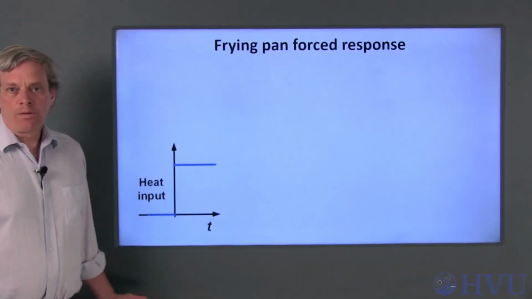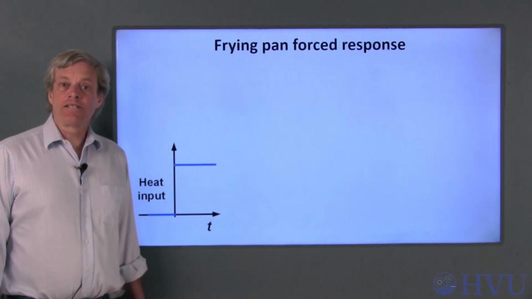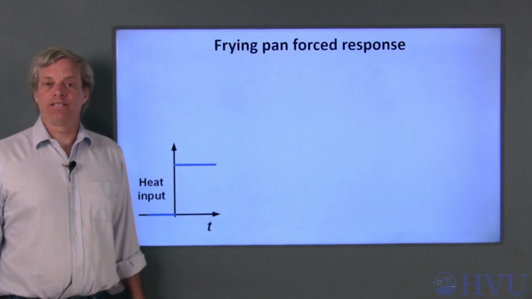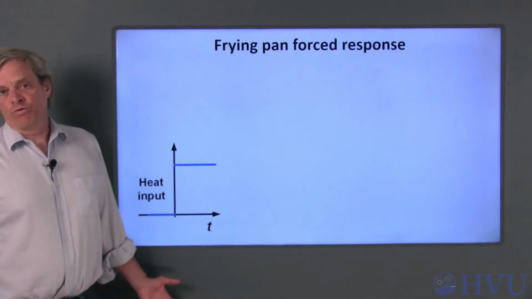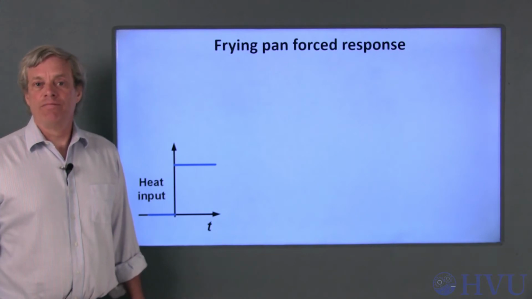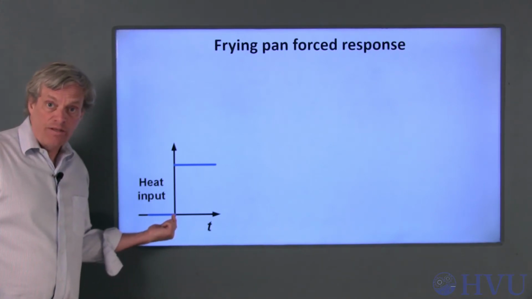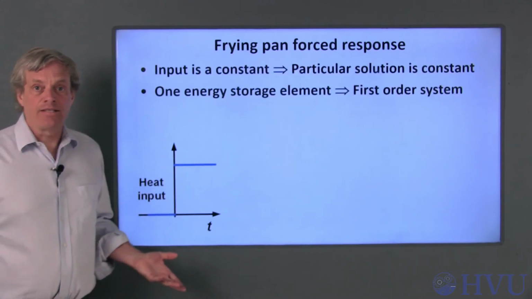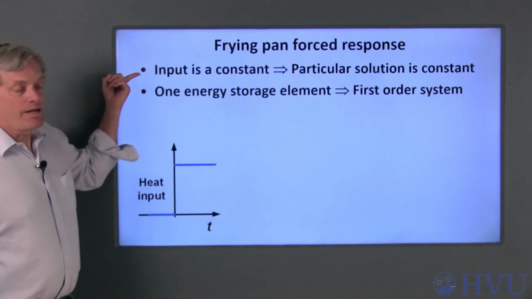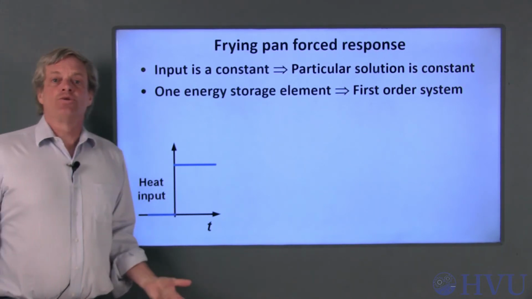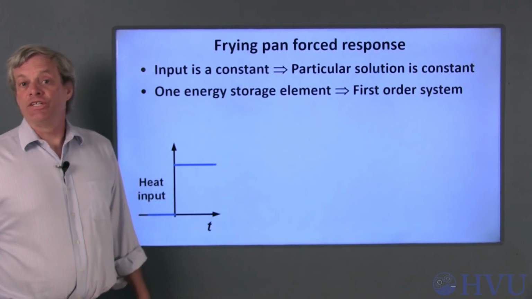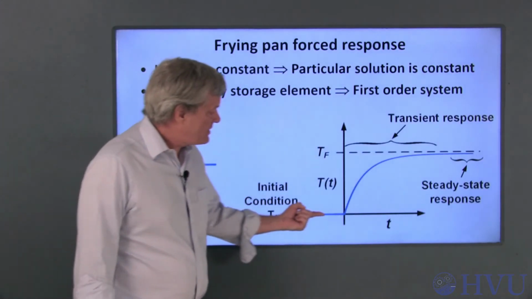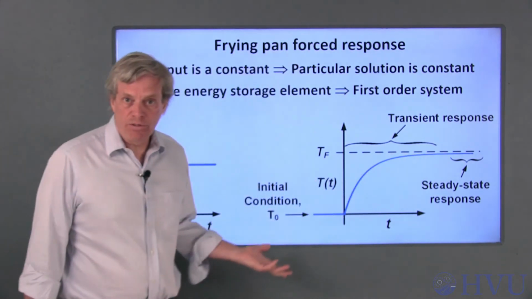Finally, let's revisit our previous frying pan example in the context of the solution to a differential equation and introduce some nomenclature relative to dynamic systems. We have a frying pan that's at room temperature, and we put it on a stove burner. At this time, we turn on the burner and apply a constant heat input to the pan. Since the input's a constant, this example meets our criteria for a constant particular solution. There's only one energy storage element, and energy is stored as the temperature in the pan. Due to these conditions, this is the expected shape of the frying pan's temperature response.